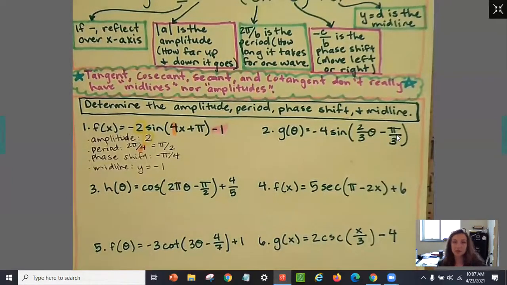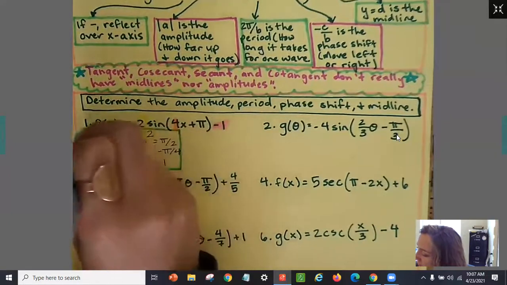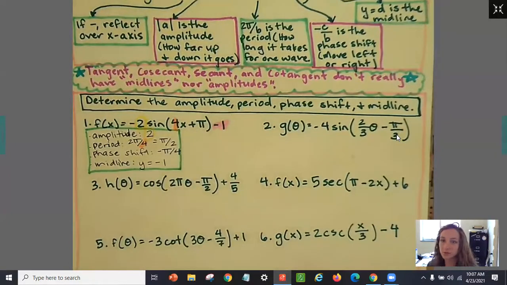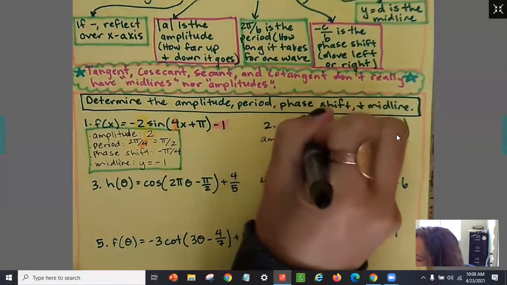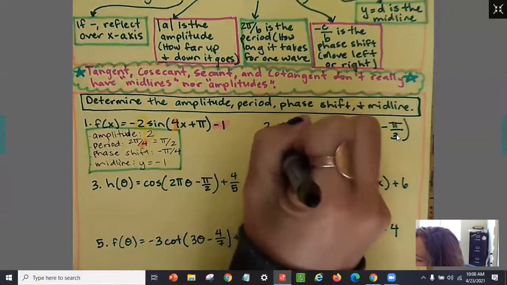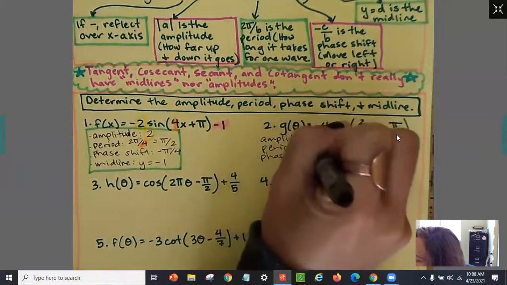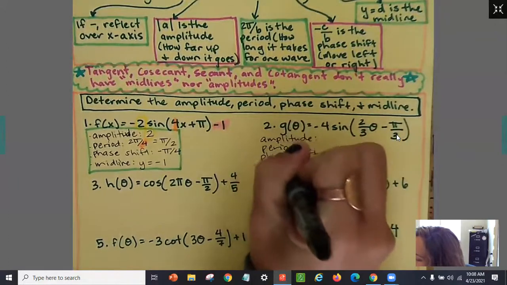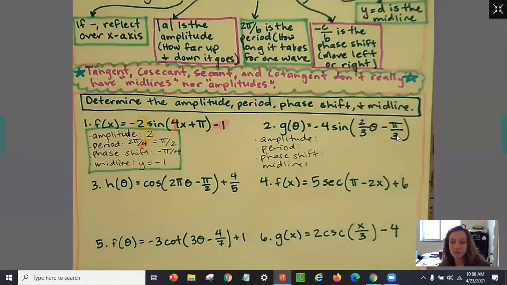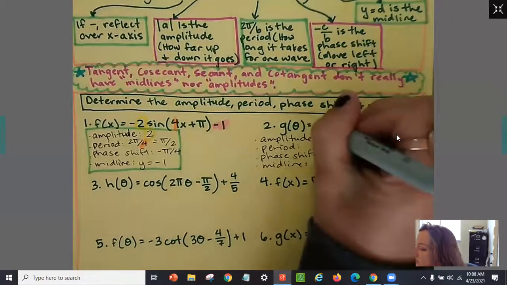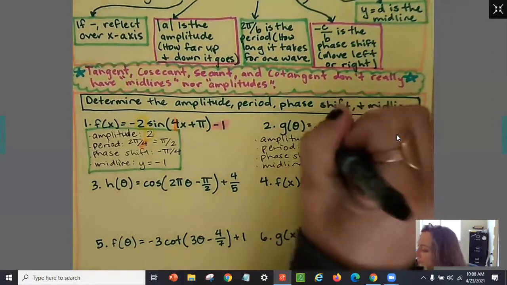Okay, so let's go look at the second one. Let's start with the amplitude since we're looking at a sine function. And then we're going to find the period, the phase shift, and the midline. All right, let's start with the amplitude. Again, the amplitude can only be a positive number. So even though this says -4, we're just going to use the positive 4 here. So the amplitude is 4.